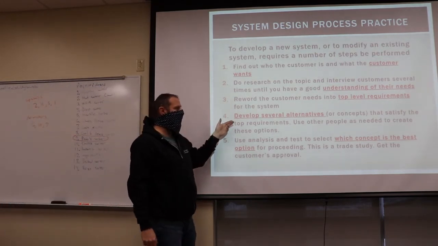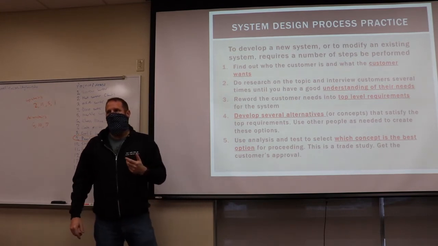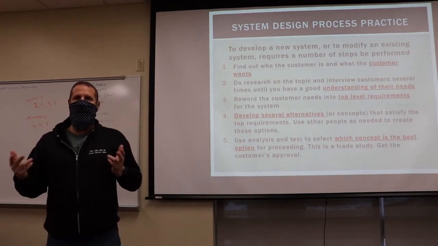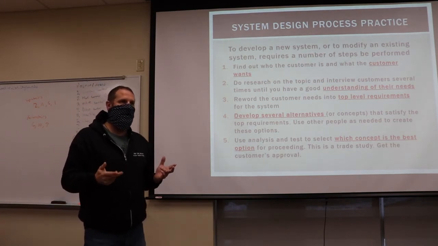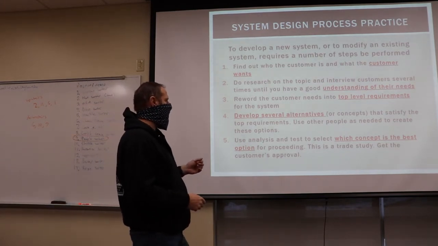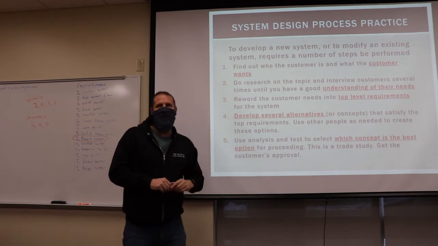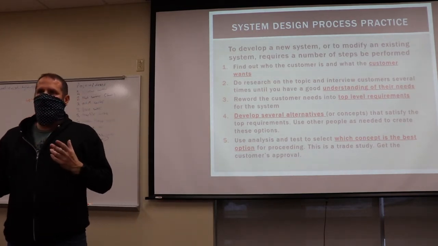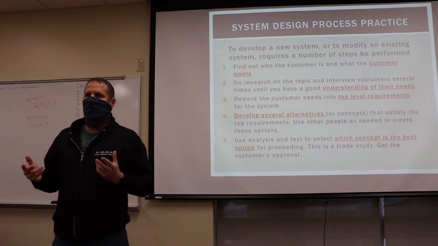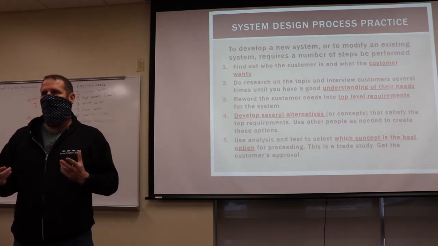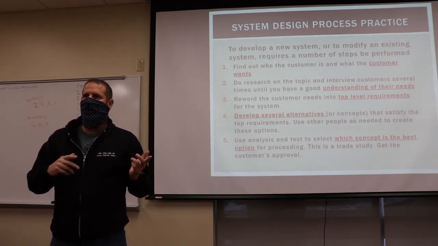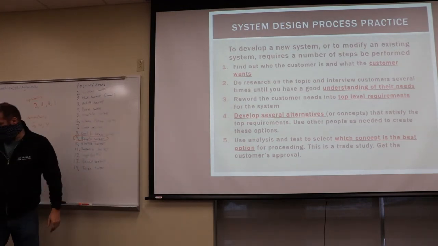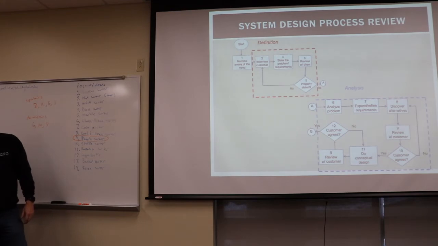Develop several alternatives or concepts. Again, this is that brainstorming phase where we're looking at what we can do to actually answer the requirements that the customer has given us. We're going to use analysis and find out which of these is the best answer. And we might have two or three that make that cut. Then again, we're going back and forth to the customer to find out which one is going to best satisfy what they need.